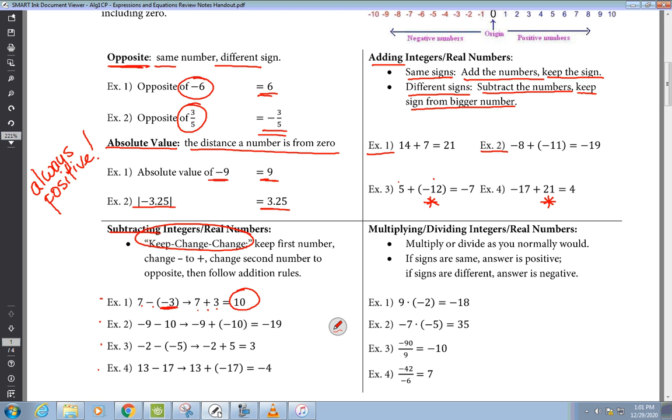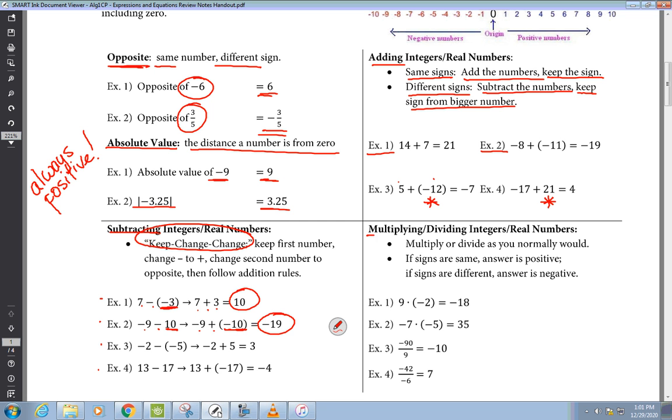Example 2, negative 9 minus 10. Keep the first number, change subtraction to addition. 10 would become negative 10, and then you would follow the rules for addition. Examples 3 and 4 work the same way.